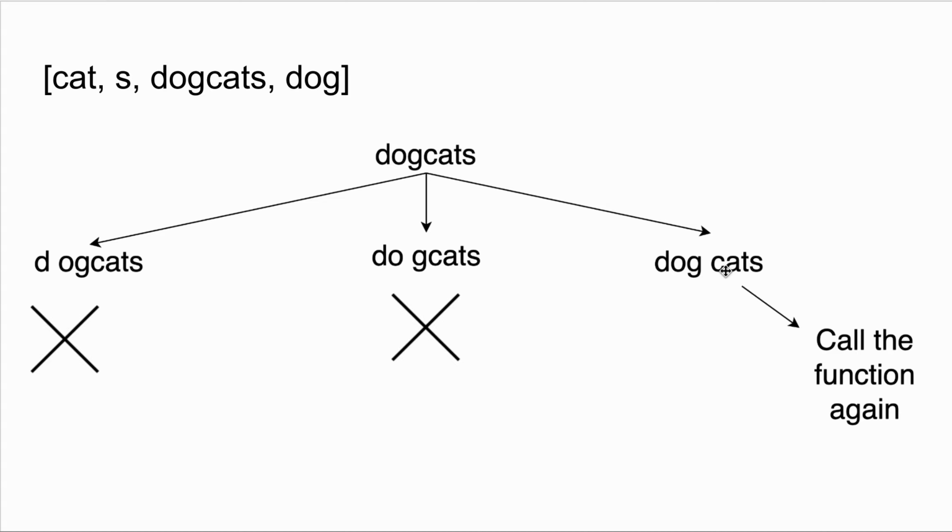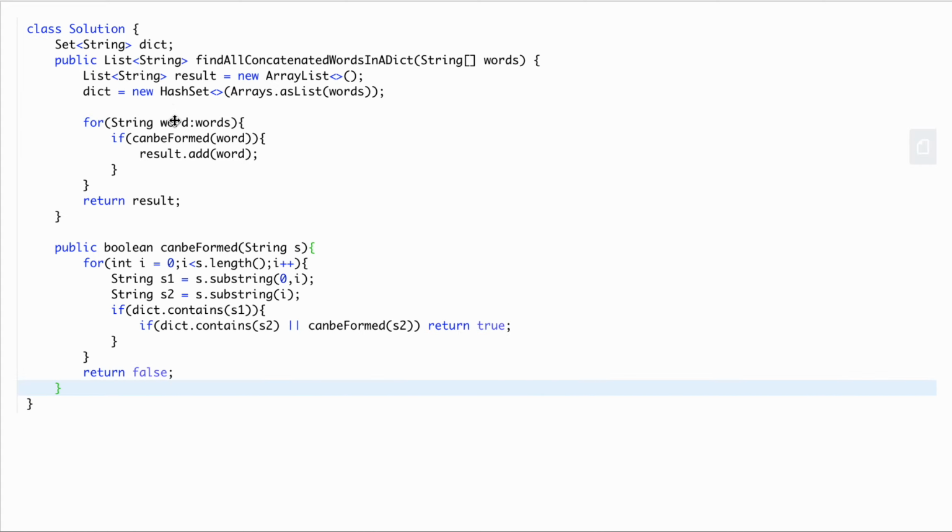So what is the approach that we are using here? We will send a string to the function to check if it can be formed. If it can be formed, we will just add it into the result. Let's get into the function. So what am I doing here? We are initiating a result and also we are initiating a dictionary that will contain all the words. That is a hash set.